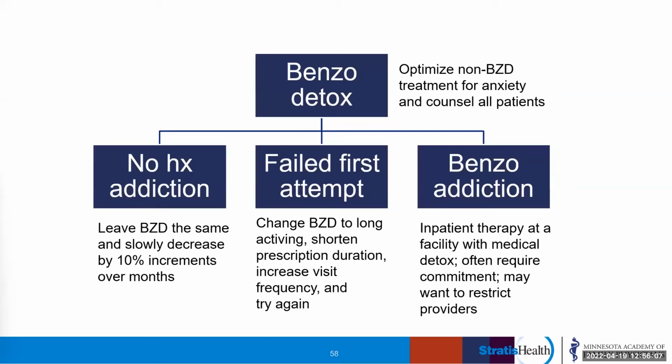So, what do you do? If they have no history, you can slowly decrease by 10% increments. It's very slow, very slow. You need to give a lot of reassurance. You need to consider other medications or other treatments for sleep or treatments for their anxiety. Again, the long-acting ones, which will help more self-taper. They don't love it.